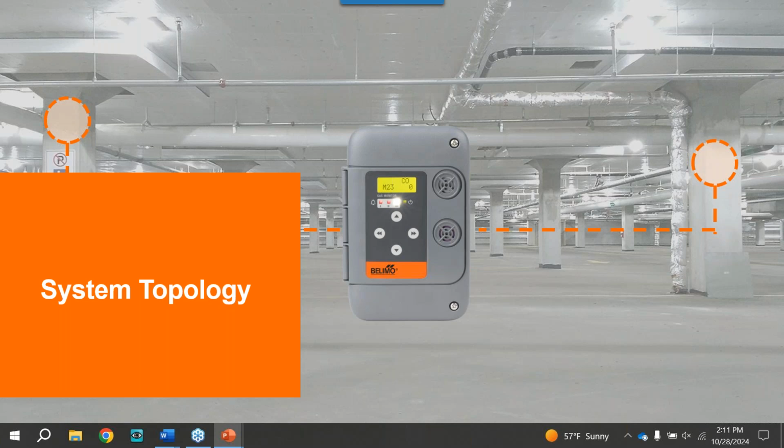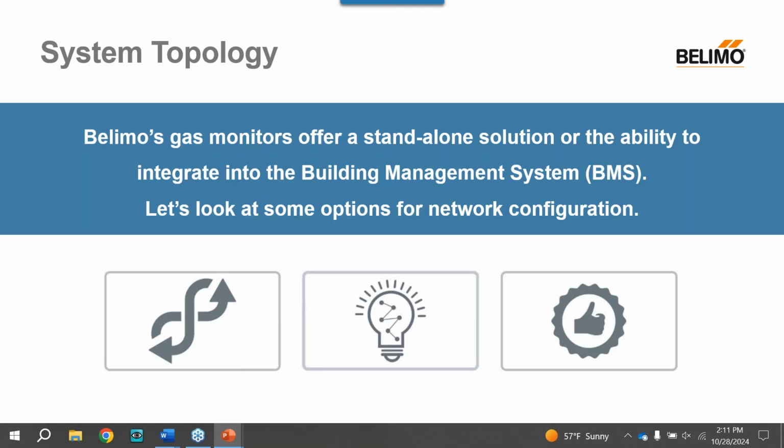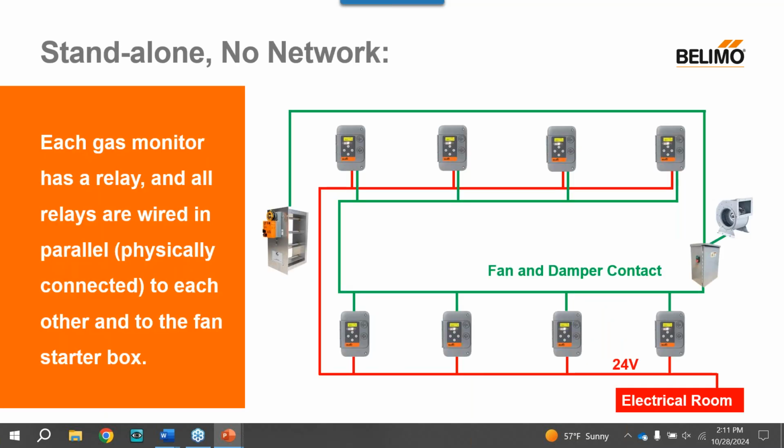Okay, so let's dive a little deeper into topology, which means, what are the different ways that these can be wired? As we mentioned before, they're always wired daisy chain for up to 32 devices via CAN bus, and they can be wired as a standalone system or integrated into a building management system, a BMS.